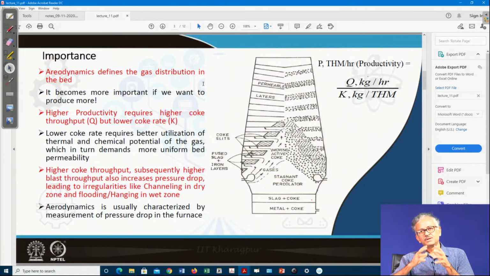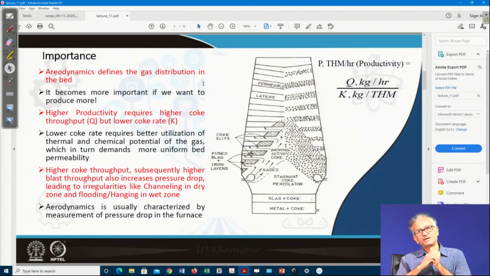So, to effectively utilize the thermal and chemical potential of the gas, you have to have a uniformly permeable bed, such that the gas can pass across the cross section and interact with most of the solid. But in case of channeling, when the gas passes through some selected channels, most of the solid remains deprived of interaction with the gas. So, they do not get reduced; only in the selected channel does some amount of solid get reduced, and heat transfer also takes place locally.